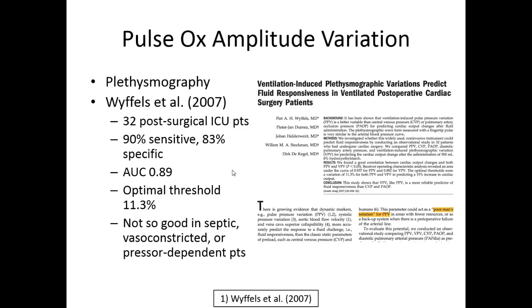So in patients where you have a great pulse ox waveform, you can use respiratory variation in the amplitude of the pulse ox waveform to predict fluid responsiveness, with, again, as I said, excellent, surprisingly good outcomes, with an area under the curve of 0.9 and 90% sensitivity.